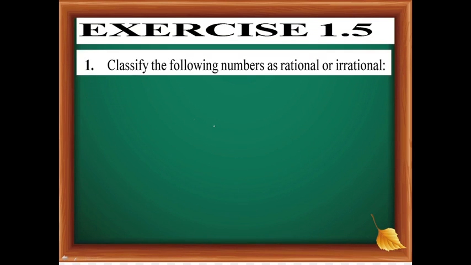Moving to exercise 1.5, classify the following numbers as rational or irrational. The first one is irrational because, as I told, the sum, the difference, the product and the quotient of a rational and an irrational number is always an irrational number. First one is an irrational number.